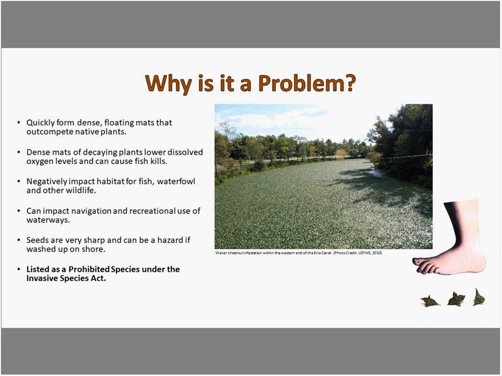So why is this plant a problem? Well, it creates dense floating mats that outcompete native plants. These mats can actually decay and lower oxygen levels, which can cause fish kills. They can really impact habitat for waterfowl and other wildlife as well as fish, and impact navigation and recreational use of the waterways. As mentioned, the nuts are sharp and can be quite a hazard when washed up on shore.